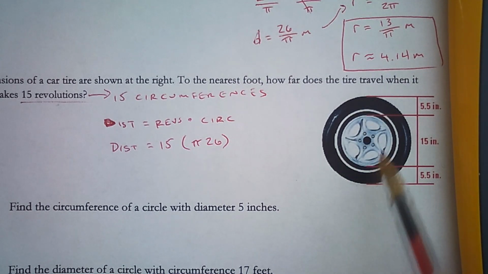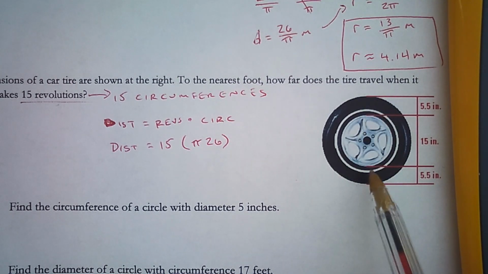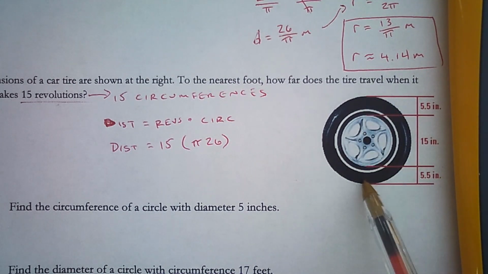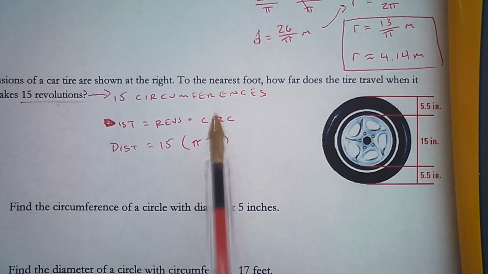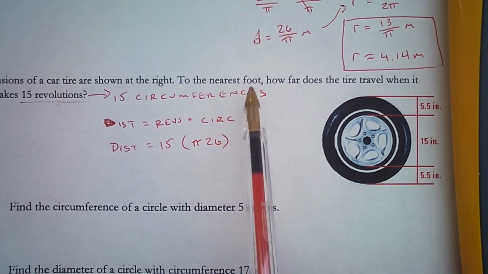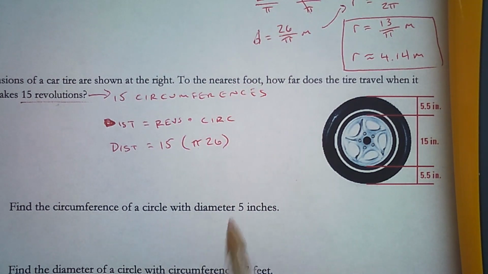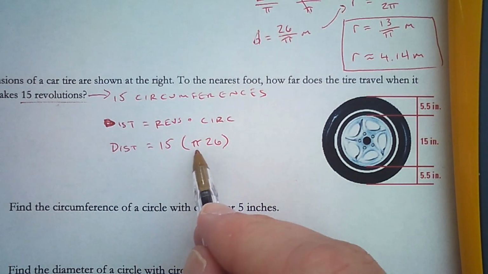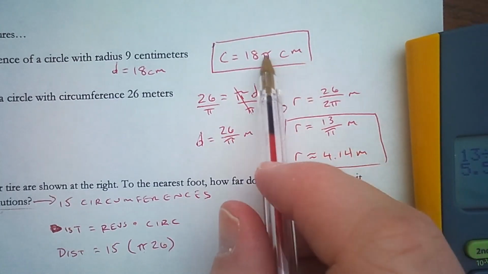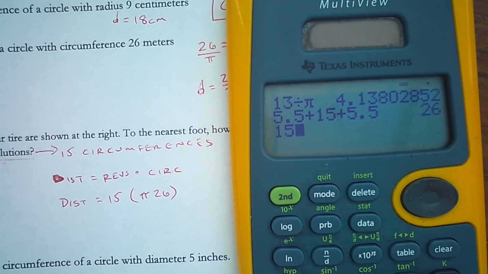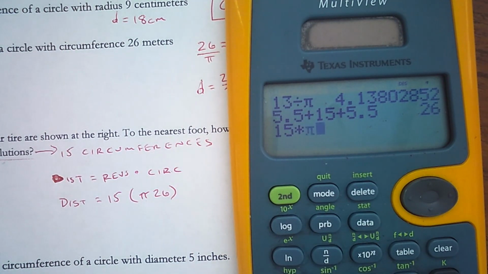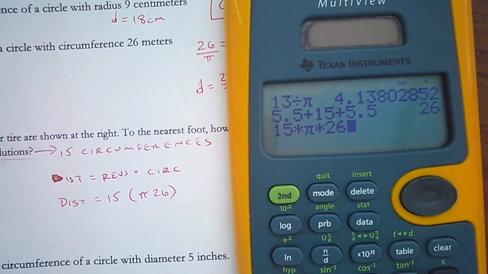world problem here, and that's a time when I like to use an approximate answer instead of leaving it exact, like with the pi just sitting there in the answer. And it also actually says to the nearest foot, so it's telling us to round. So I don't want an exact answer here, so I don't want a pi in the answer like I left it right here. So what I'm going to do is 15 times pi times 26.